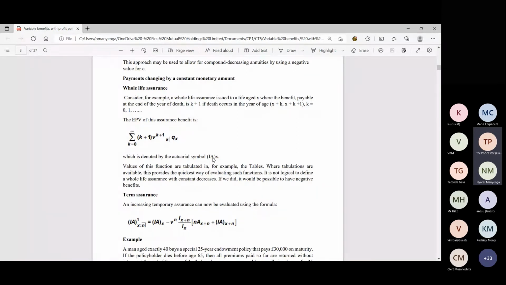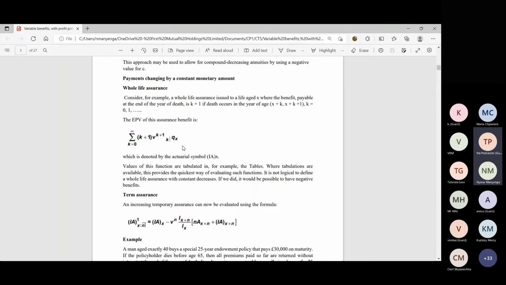So we consider a life aged x where the benefit payable at the end of the year of death is K plus 1, if death occurs between ages x plus K and x plus K plus 1, where K will be equal to 0, 1 up to infinity. So you find that the expected present value of this assurance benefit would be the sum from K equals 0 up to infinity of (K plus 1) v^(K+1) times the probability of death in that year.